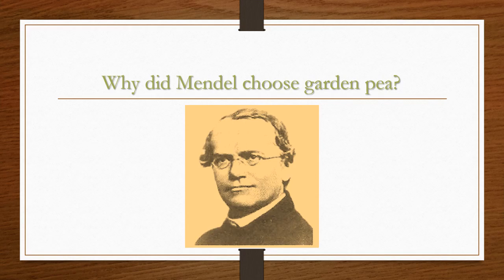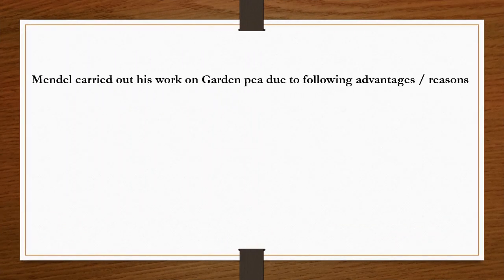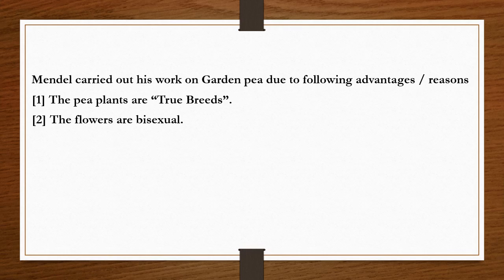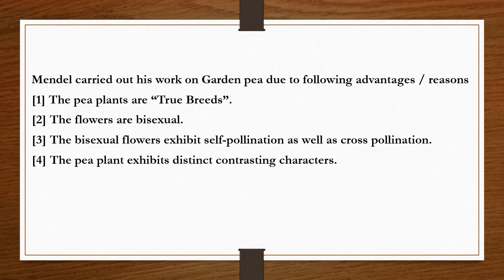Why did Mendel choose a garden pea? Mendel carried out his work on garden pea due to the following advantages or reasons. The pea plants are true breeds or pure breeds. The flowers are bisexual, that means the flower consists of both male and female reproductive organs. The bisexual flowers exhibit self-pollination as well as cross-pollination.